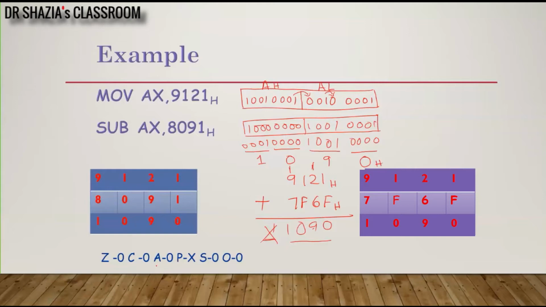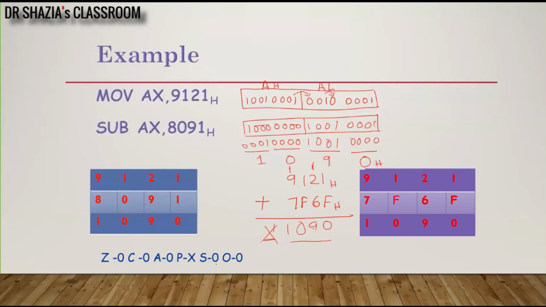Auxiliary carry and your parity bit in this case will not matter because we are doing it for 16-bit operation. Remember that auxiliary carry and parity flag only is considered when we are performing 8-bit operation. For 16-bit operation, they do not matter.